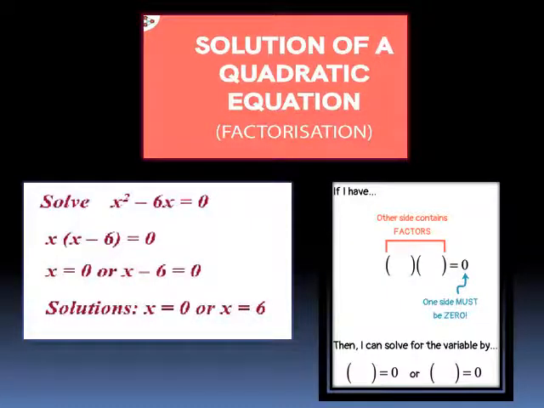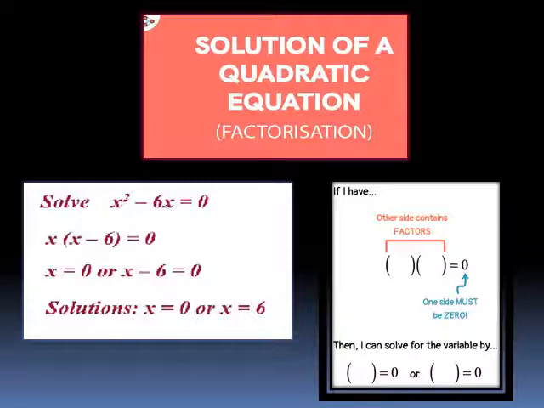Now we will learn how to solve a quadratic equation using factorization. If you remember, factorization was writing a polynomial as a product of its factors. So we will use the same concept in finding the roots of a quadratic equation. We start with an example. As you can see on the slide, x squared minus 6x equals 0. Yes, it is a quadratic equation.